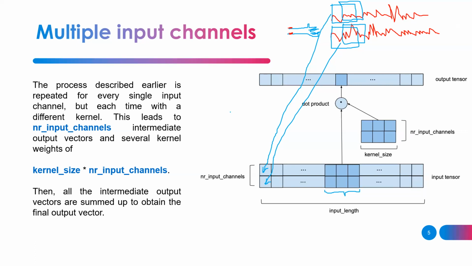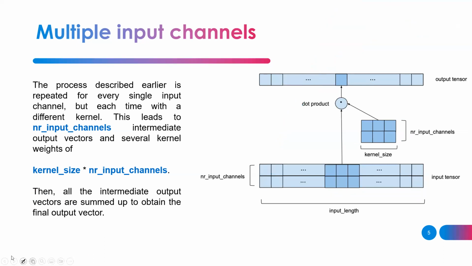So the process described in the earlier slide is repeated for every single input channel. And in this case, what you have is kernel size multiplied by the number of input channels. And that's the size that you have seen over here in our analysis. So let's erase everything, take this one back, and let's continue our analysis.